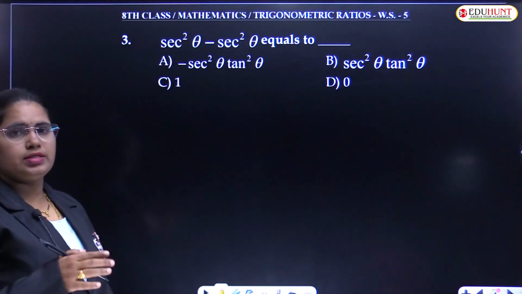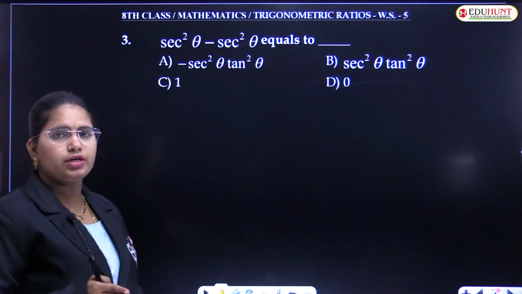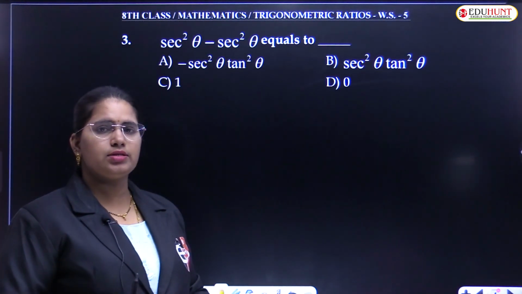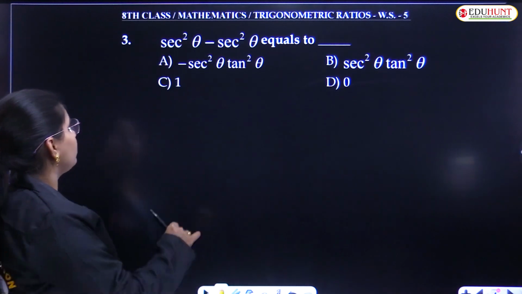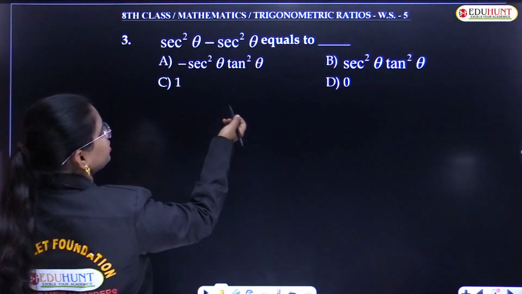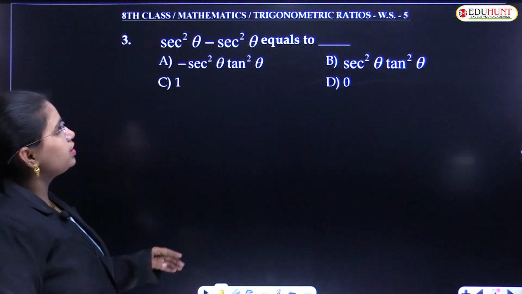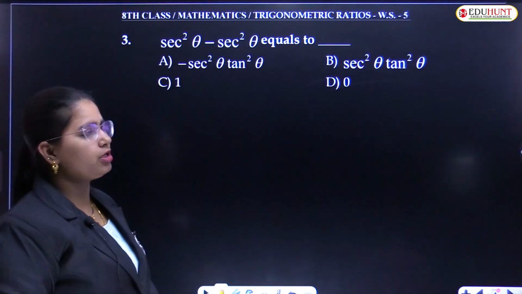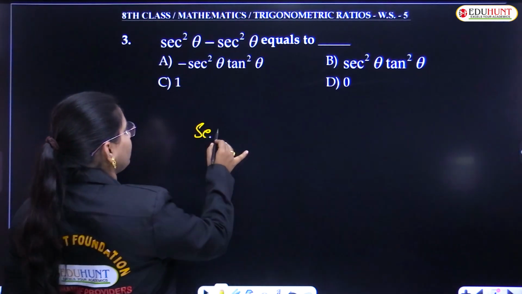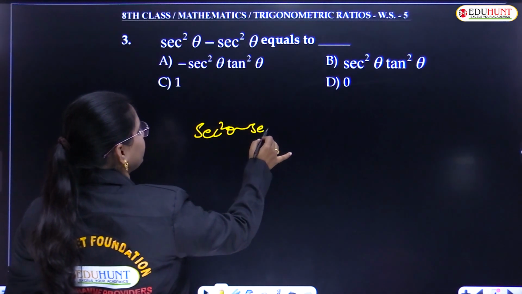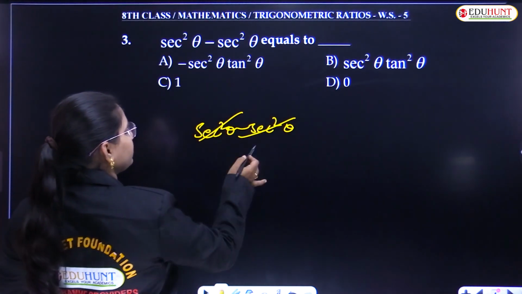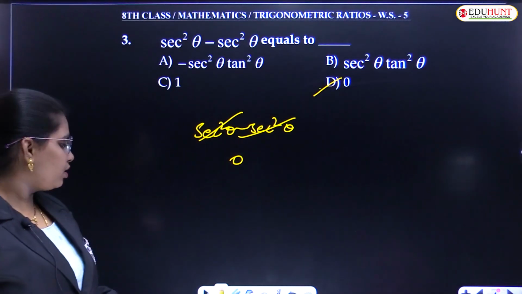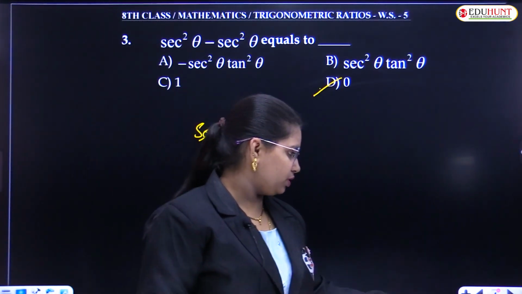Next question. Secant square theta minus secant square theta is equal to what? Of course it is 0. It's simple. Secant square theta plus and minus have the same terms, so they get cancelled and the answer is 0. The option is D. Correct? We'll get to the next one.